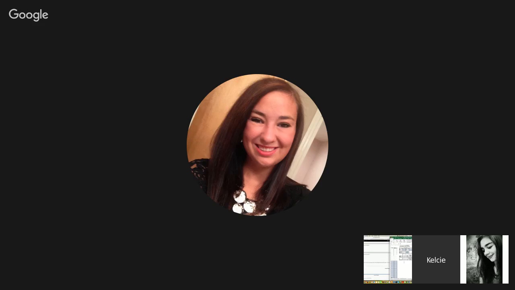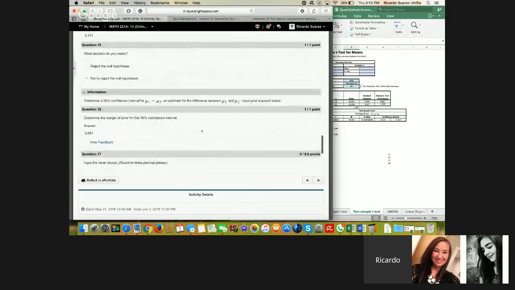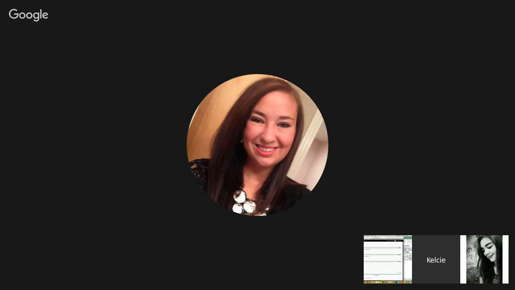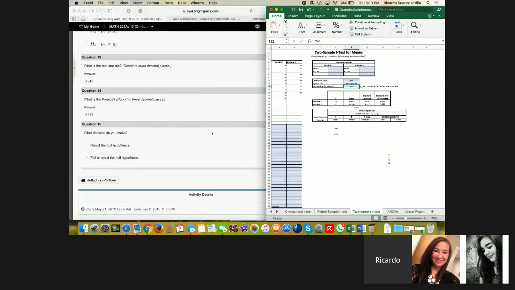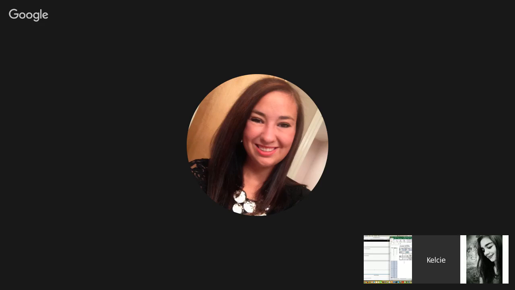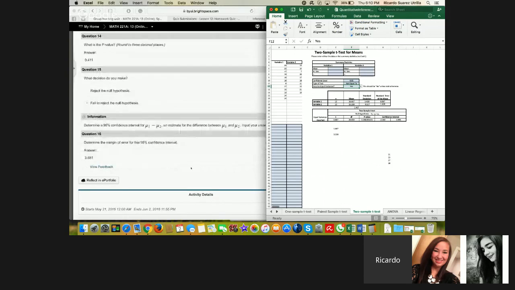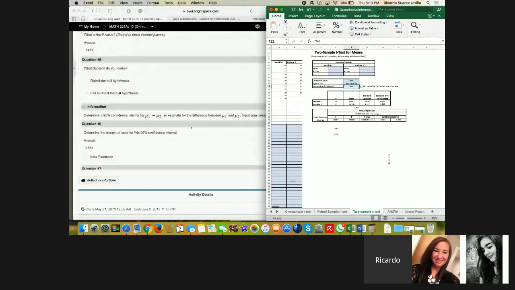Is this number 13 that you're working on? Oh, that's why, because my test statistic is wrong. Okay, so I think the problem is that we should use yes in assume equal variances. For number 13? Yeah, we need to change that in the chart. So let's see if I get the same p-value.